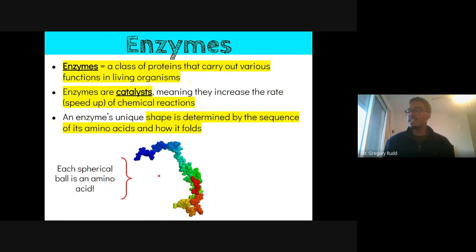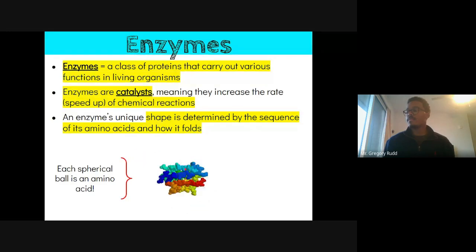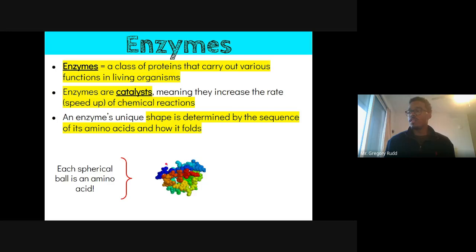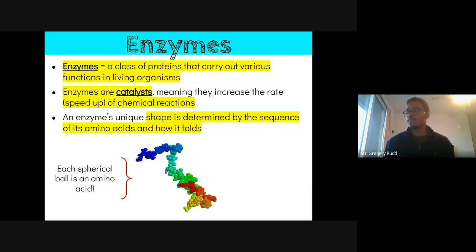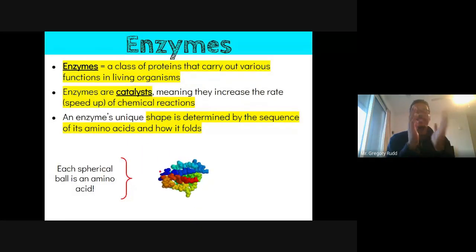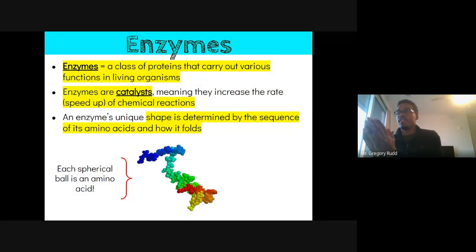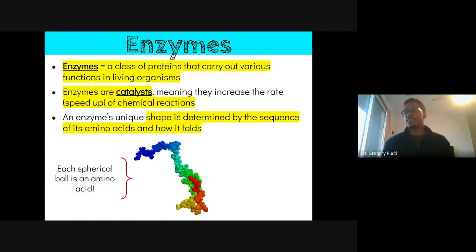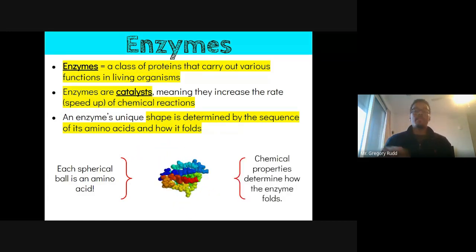We can see in this 3D rendering would look like small spherical balls. Those represent the amino acids. So again, they start off as a polypeptide chain. They're just amino acids that have been linked together. But based on the chemical properties of those amino acids, the enzyme is going to fold.